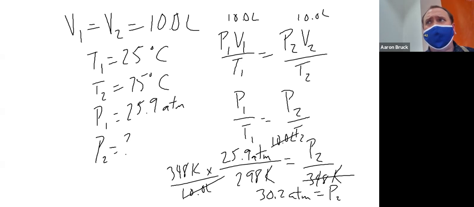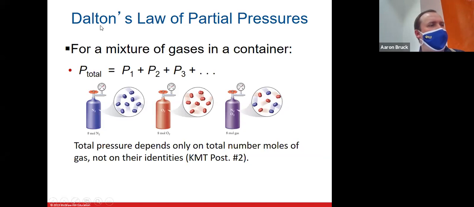Other questions? All right, let's go back and talk about just one other thing. There is one other gas law worth looking at. It's called Dalton's Law of Partial Pressures. What Dalton's Law of Partial Pressures tells us is that if we have a mixture of gases in a container, the total pressure inside of that container is equal to all of the individual pressures for all the individual gases that make up that mixture.